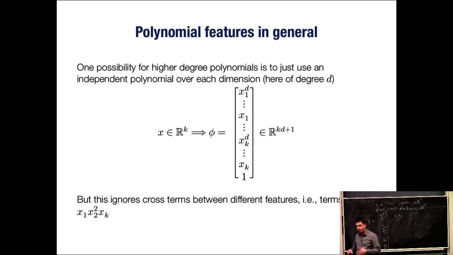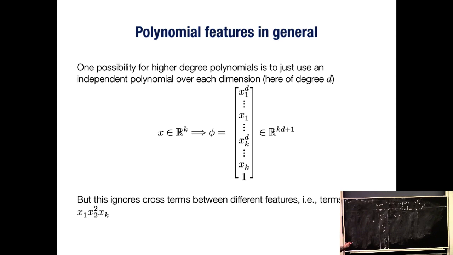And in fact, a lot of the nice features of polynomials, like their ability to express complex functions, don't hold if you just use independent polynomials in each feature, or in each raw input, rather. So we want something a little bit richer than this. This is not a very rich representation.